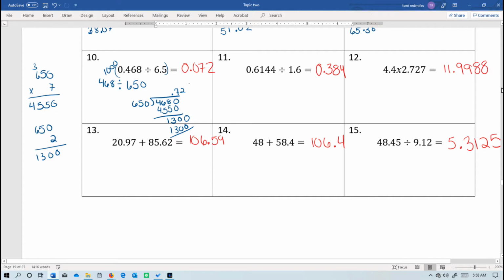Okay, so let's look here. I moved that one, oh, I forgot to move this one 1,000. So 1, 2, 3. There should have been another 0, which means I would have had to add 2 zeros, so it would have been 0.072. Gotta move them both the same amount.